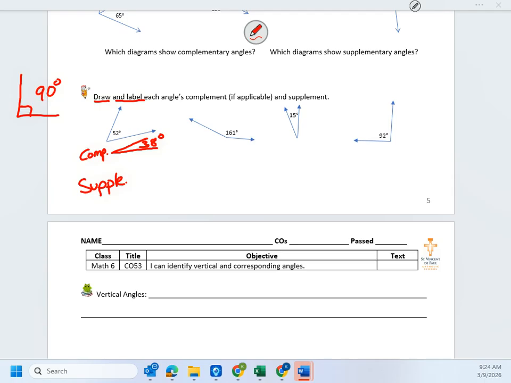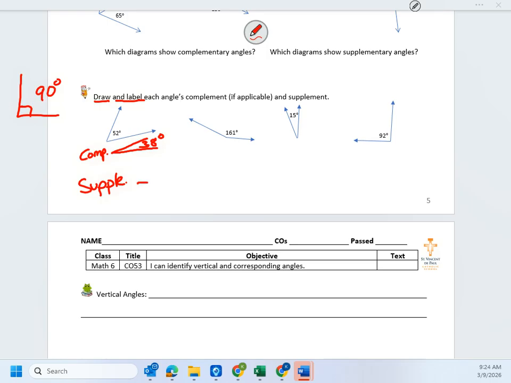Rhoda? You do the same thing, but with 180. With what? Which number? I didn't hear you. 180. Yeah, we take 180 and we subtract the 52. So 180 minus 52 is what? Joy?